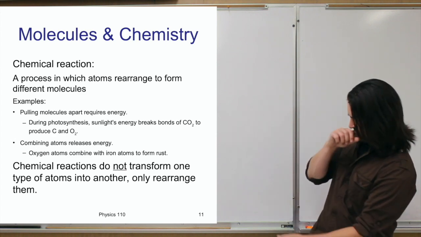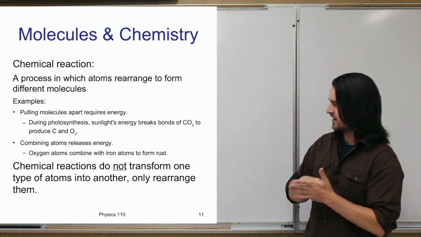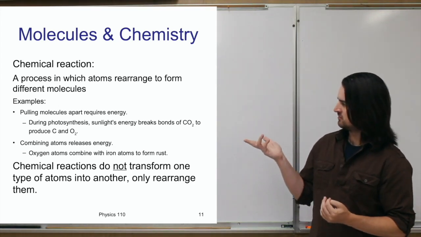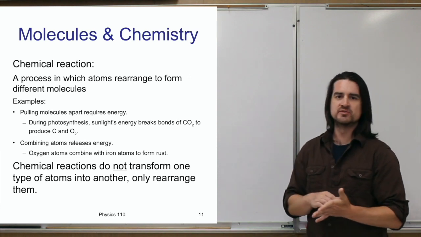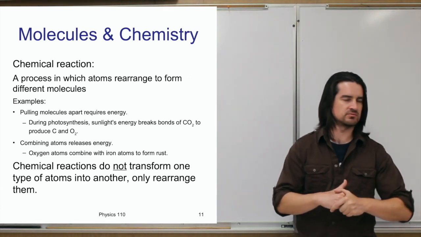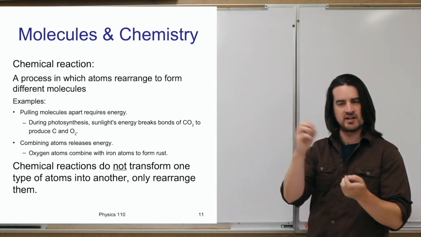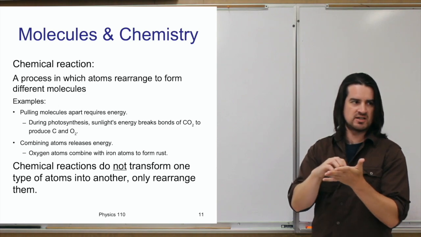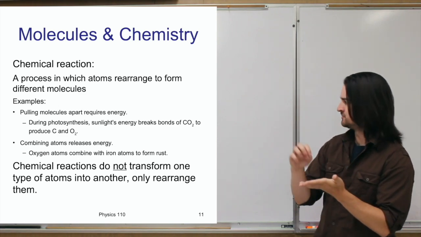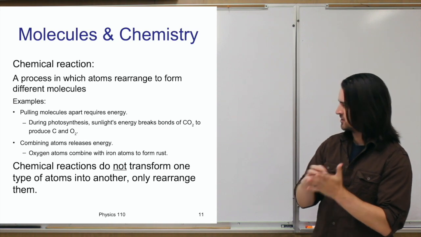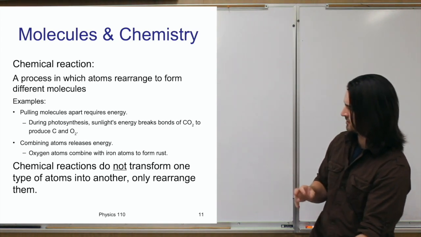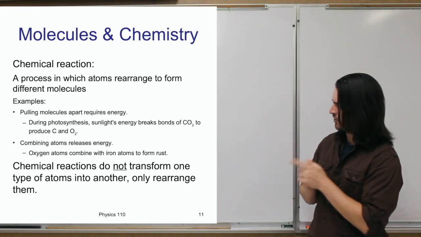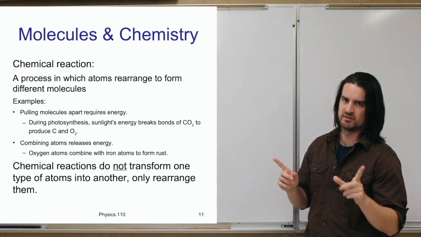And on the other side, if you're combining atoms together, you're generally releasing energy. For instance, when oxygen combines with iron atoms, it forms rust. So that's what rust is, if you didn't know. It's oxygen from the air initiating a chemical reaction with iron in steel or just raw iron or any sort of iron alloy, and forming a compound, rust. I don't know what the chemical compound rust is, but it's something with iron, Fe, and O's.